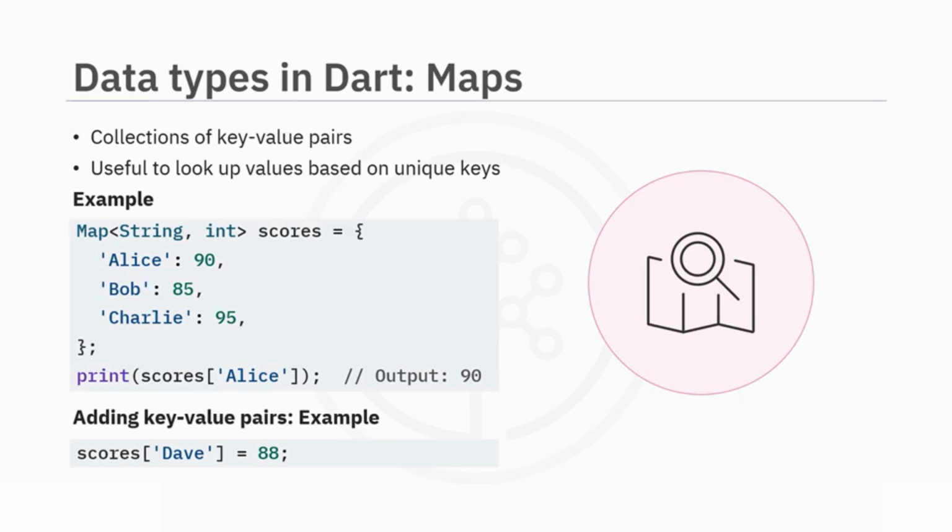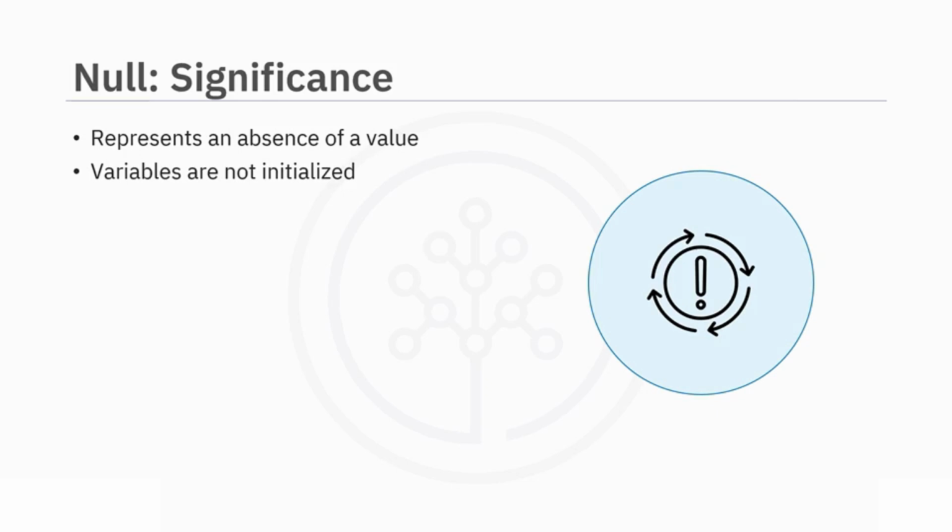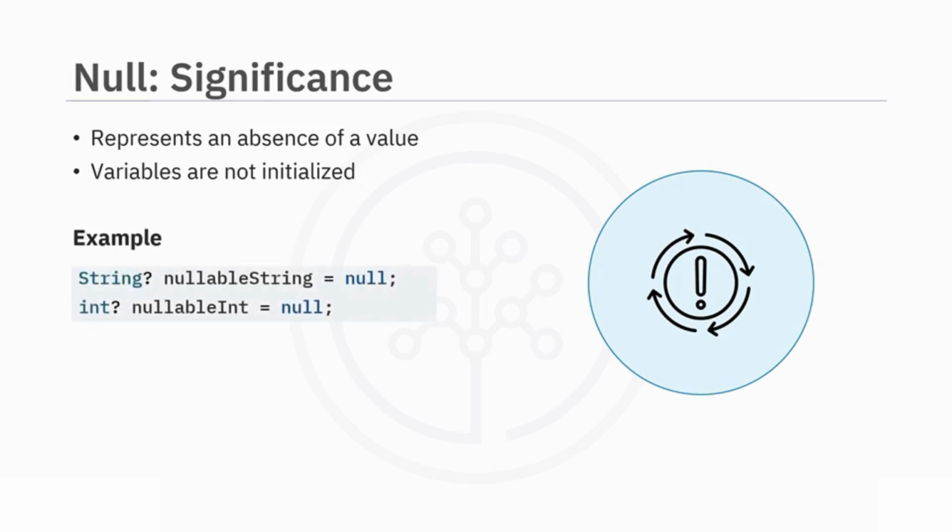Having learned about the standard data types in Dart, let's understand the significance of null, which represents an absence of a value. In Dart, variables can have a null value, which means they are not initialized. Let's look at this example. Here, nullable string and nullable int are declared nullable, implying they can hold either a value or null.